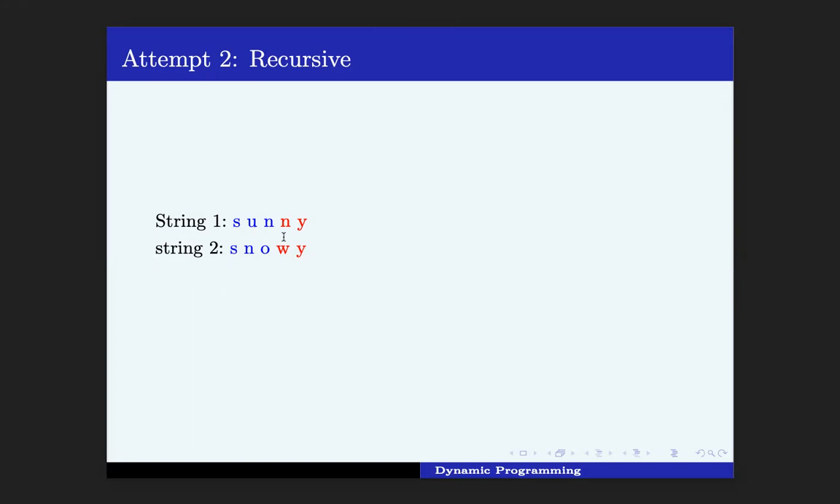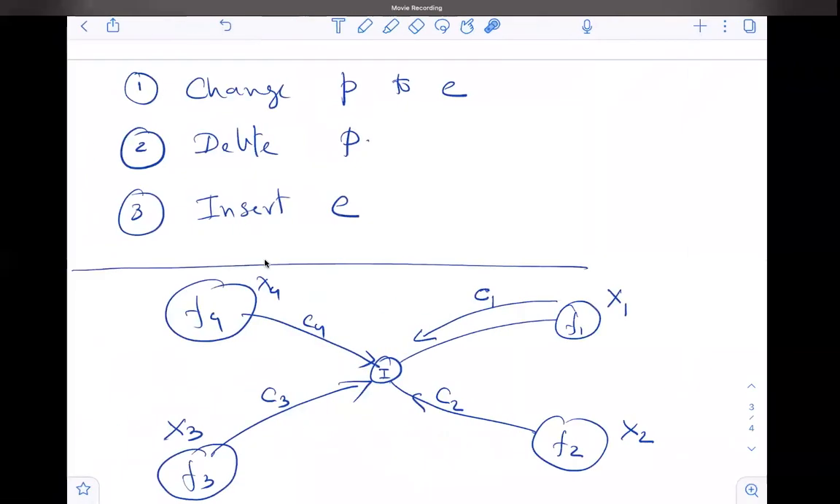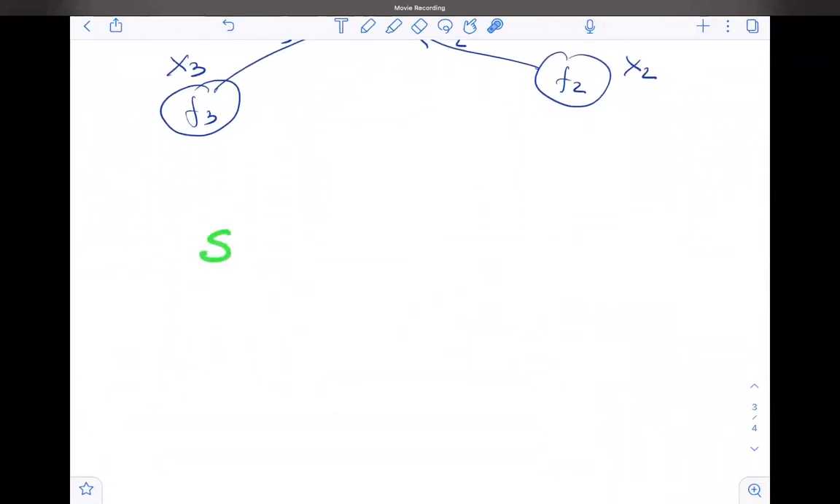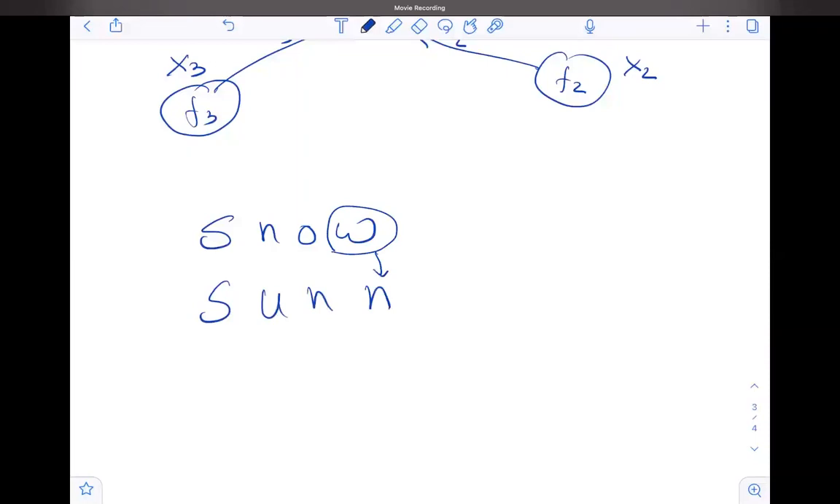This is what I have told you. I want to change SNOW to SUNN. Either I can change W to N, that's one case. In that case, I will ask my friend ED(3,3) what the cost of changing SNO to SUN is, and my cost will be this plus 1.